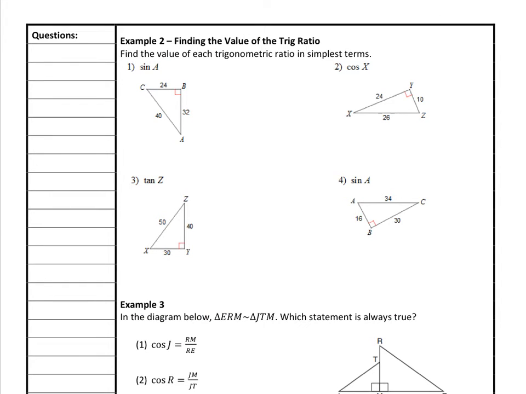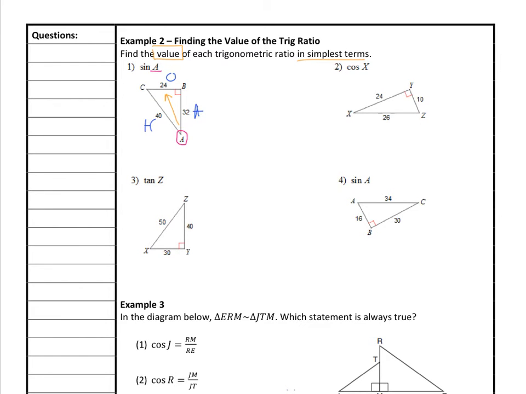Here we have example 2, and it says find the value of each trigonometric ratio in simplest terms. So we're going to have to do a little bit of simplifying here. The first thing you do when you look at all these pictures is say, okay, I'm trying to find sine of A. So I'm going to circle A, because that's where I have to stand. From A, my opposite side would be the 24, so I'm going to put an O by that. Hypotenuse is always across from my right angle, so opposite of that is the 40, that's my hypotenuse. And then the piece next to it is my adjacent side.